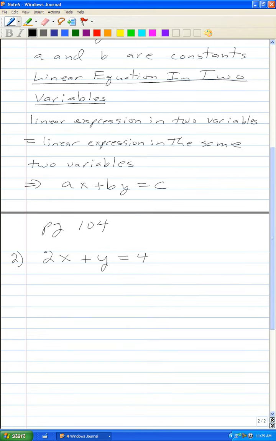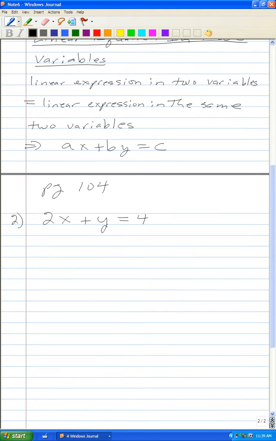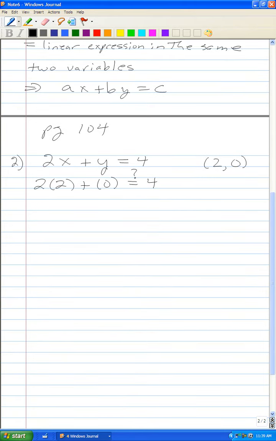And so in this case, I want to check, is (2, 0) a solution? So let's replace x by 2, y by 0, and check if this satisfies this equation. And so 2 times 2 is 4 plus 0. That is indeed equal to 4. So yes, (2, 0) is a solution.